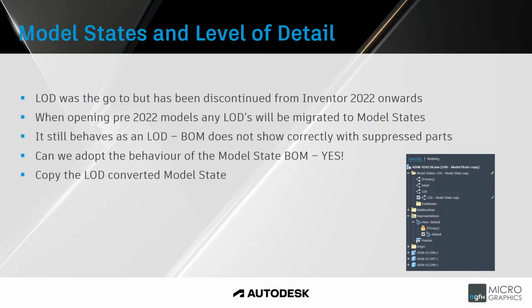And all you have to do over there is just copy it. So right click on the level of detail, copy it. I've just seen there, I've said LOD and then LOD model state copy, copied that, and now I know that's my model state copy, and my bill of materials will show correctly. So that's all you need to do. Just copy the level of detail, or the model state that has been converted from level of detail, and you can then go on with your business as if you're from 2022 on, with model states. There we go.